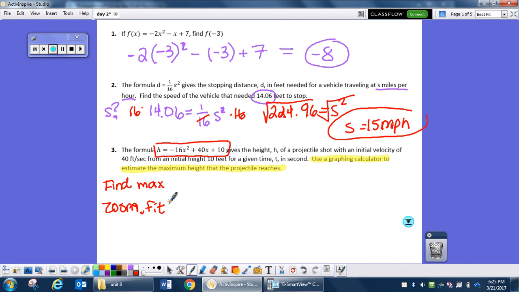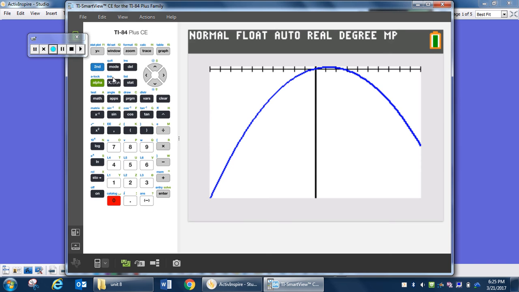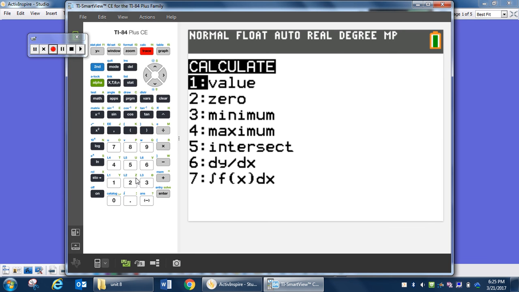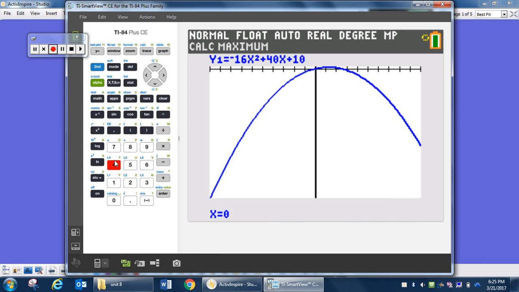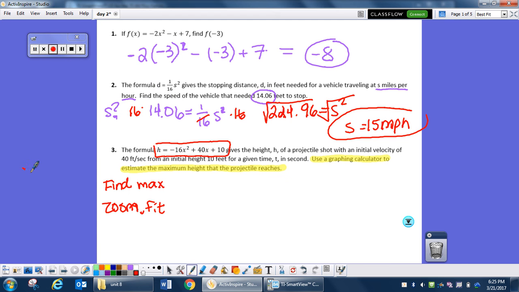Okay. And then you've got to calculate the max. We have done this before. So second calc, down to maximum, and that blinking thing needs to be to the left of the max. Looks like it already was. Enter, and then go back over. I always make sure I give myself more than enough room. Enter, enter. All right, so the maximum is, let's do 1.25 comma 35.